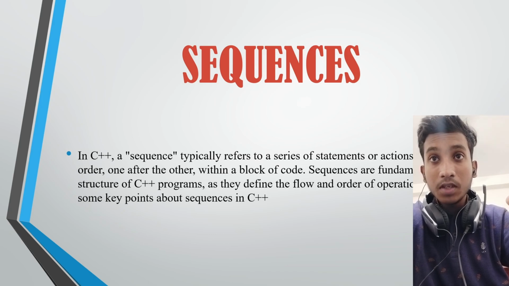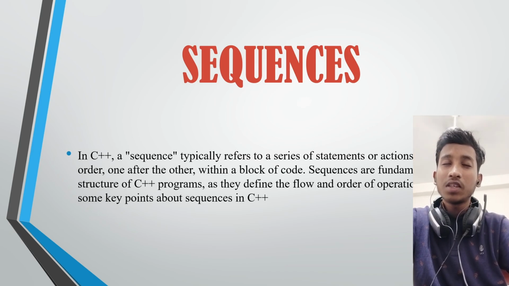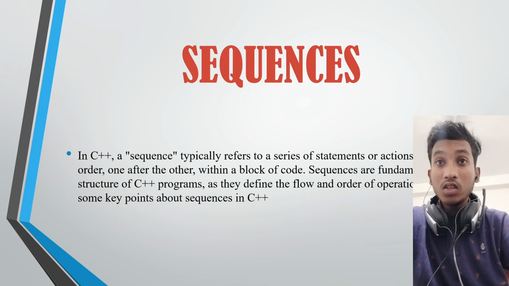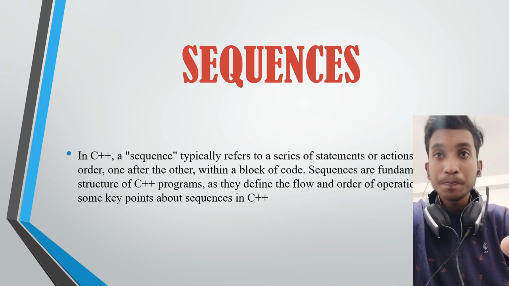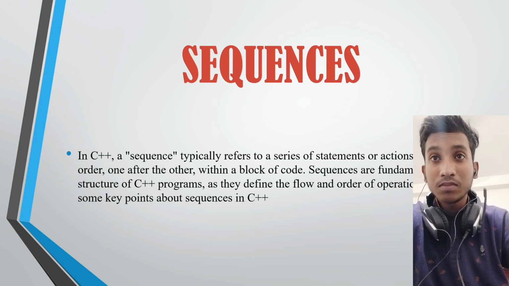In C++, sequence typically refers to a series of statements or actions executed in order, one after another, within a block of code. You can take a real-time example: when things go straightly one by one, it can be referred to as a sequence. In the programming concept, they define the flow and the order of operation. Here are some key points of sequences. If statement: there are some considerations inside the sequences. You can go through it.